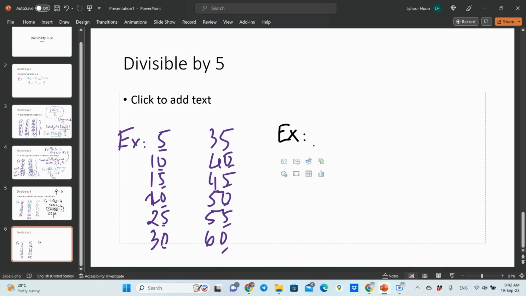Can you give any large number that ends with either 0 or 5? 35,260. Okay, so this is 260. As we noticed, it ends with 0.